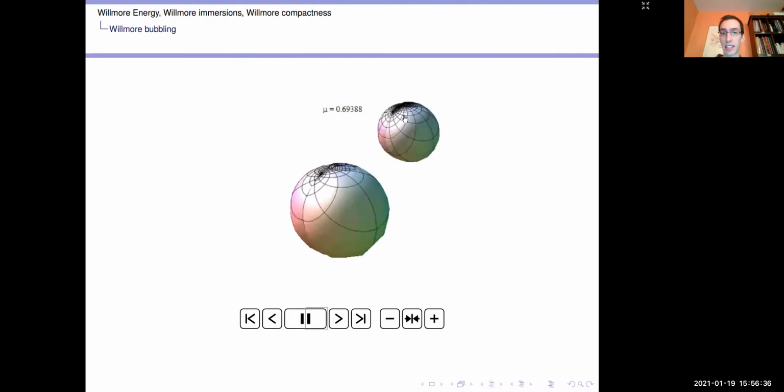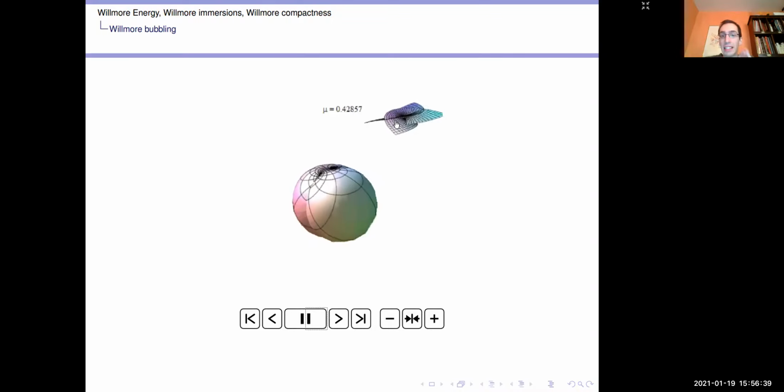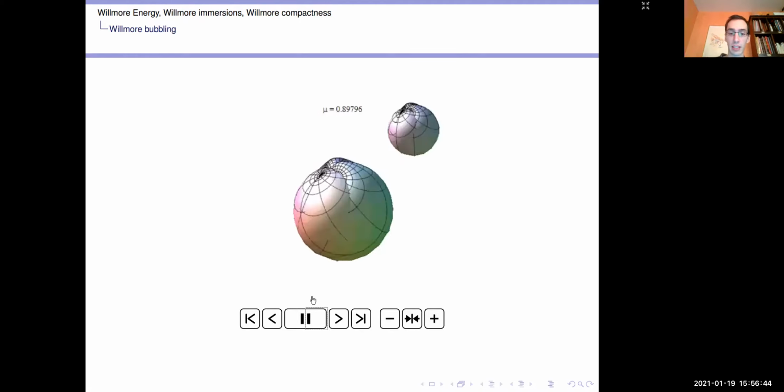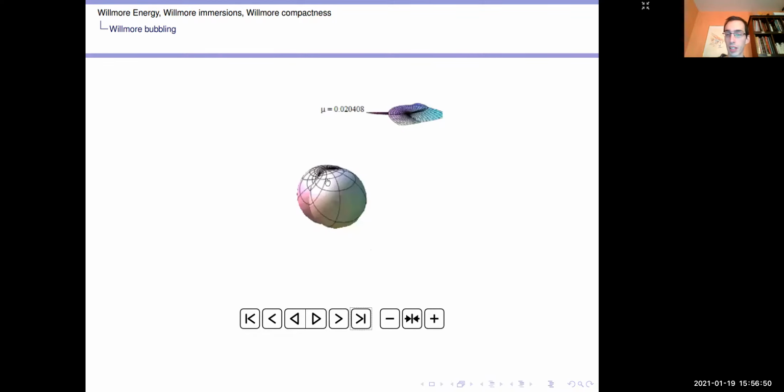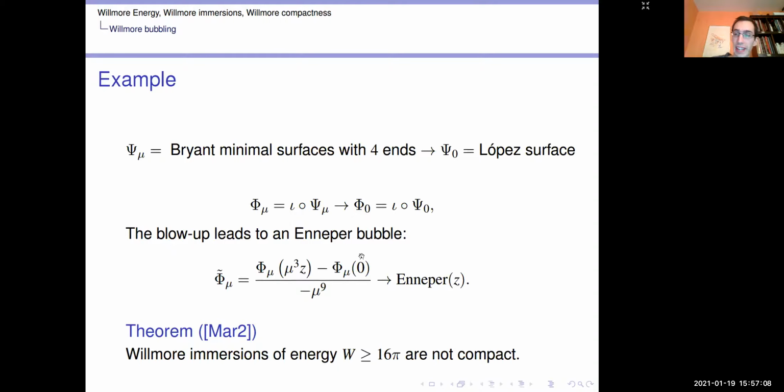As mu diminishes, you can see that this starts to open, and it opens around mu equal to 1/2 until I get something which is not compact. And we can see that indeed, starting with the Bryant minimal surface, the surface converges towards the inverted Lopez surface, and the blow-up converges towards an end-upper surface. So this means that I do have a minimal bubble. I do have a non-compact bubble, and this non-compactness happens because I've been able to zoom at scale mu^9, and this was possible because I have a conformal invariant product.